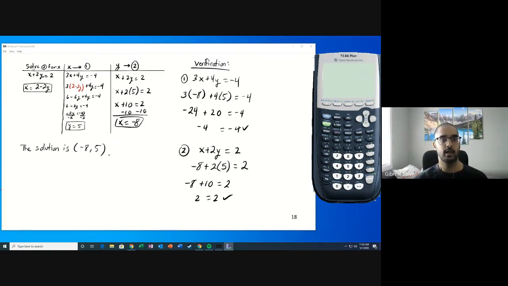I find this little chart helps. There are always going to be 3 steps for substitution. Just picking one of your equations, finding a variable, substituting into the other one, and then substituting that answer into something else. Okay? Those steps will always be the same.